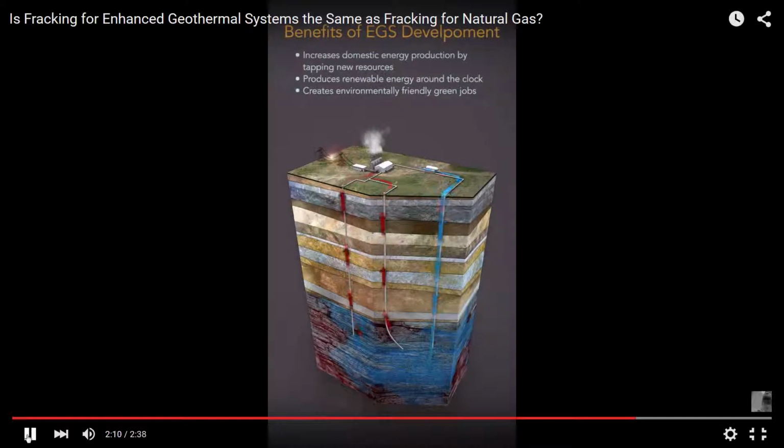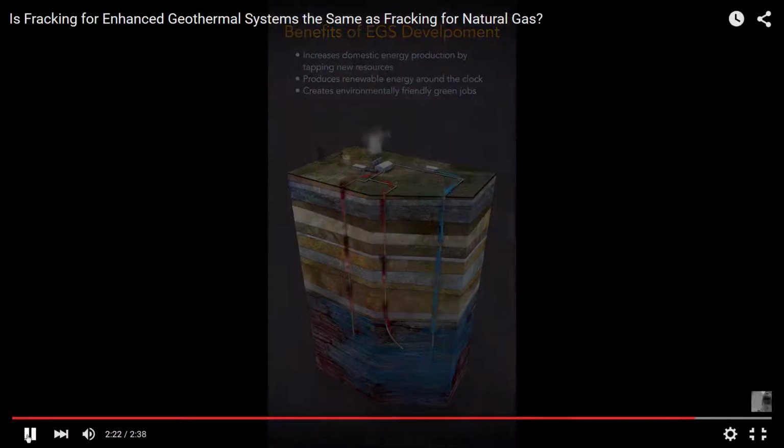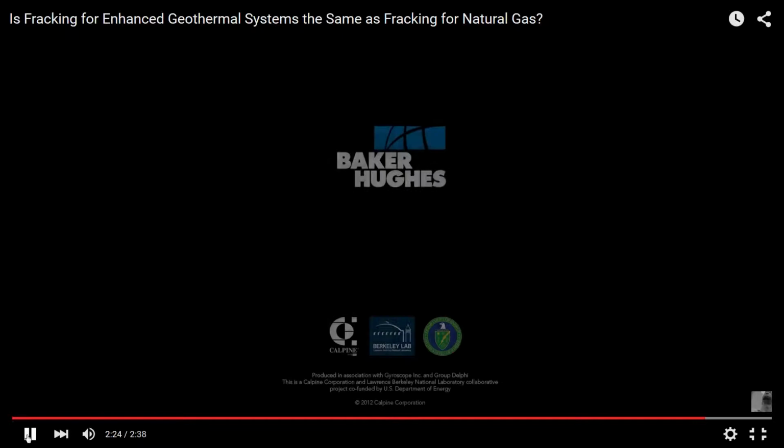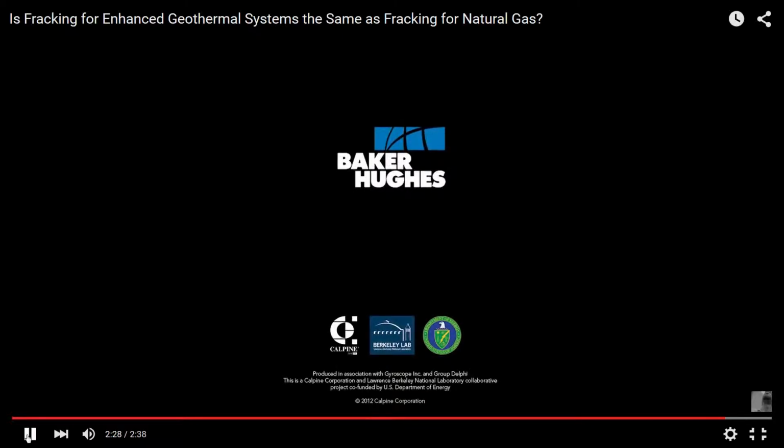The benefits of EGS development: increased domestic energy production by tapping new resources, produces renewable energy around the clock, good base load, creates environmentally friendly green jobs. It's kind of scary to the petrochemical and some of these other guys that want to burn stuff.